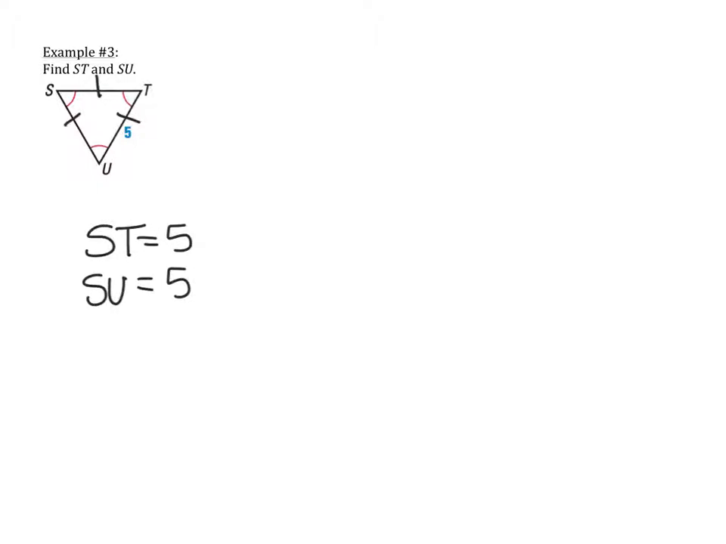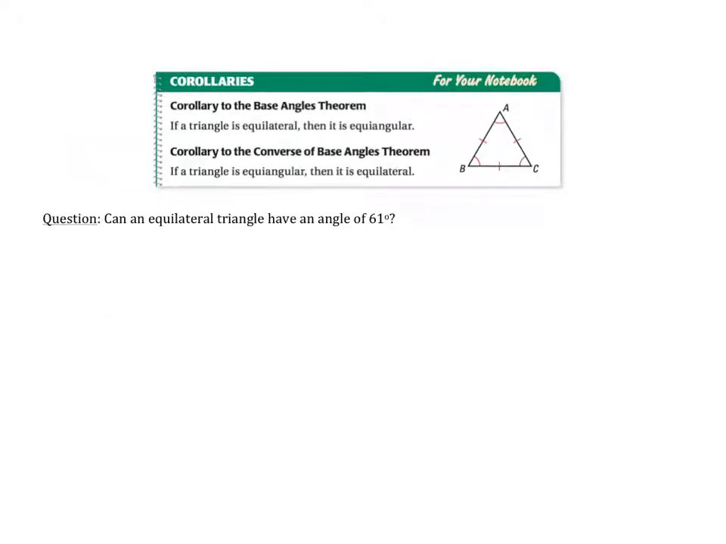Recognizing that if you have an equilateral triangle, you also have an equal angular triangle, and vice versa, from this problem leads us into our next theorems on the next slide. So you can see here we have corollaries. We've talked about corollaries before. A corollary is another theorem that is a direct result from the original theorem.